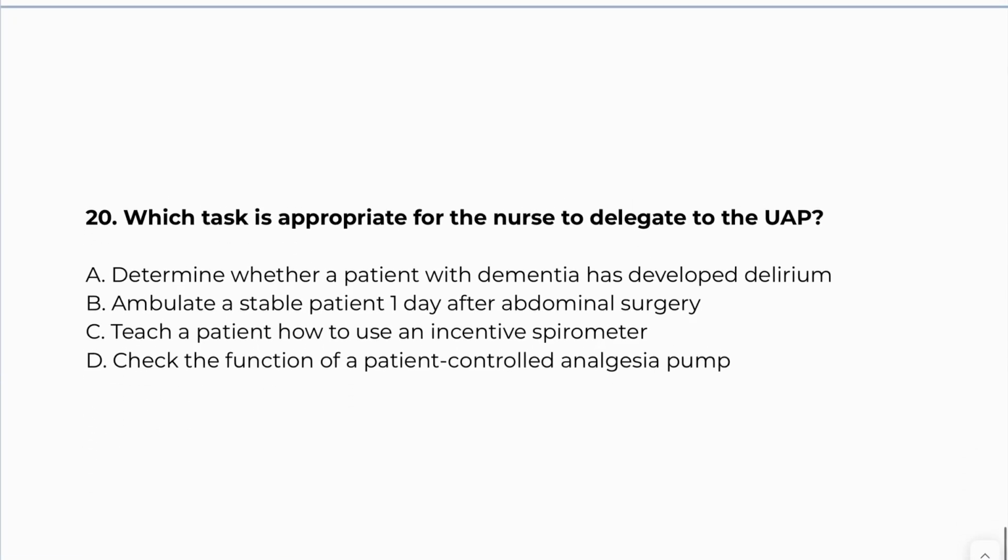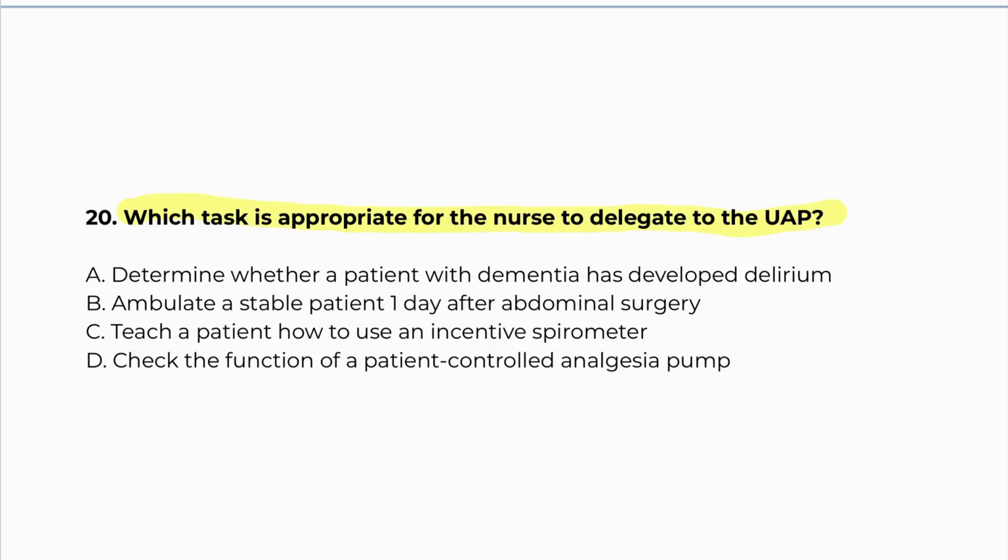And the last question for this series is which task is appropriate for the nurse to delegate to the UAP, unlicensed assistive personnel? Is it A? Is it B? Is it C? Or is it D? Think about what nurses have to do and what we could delegate to a UAP.